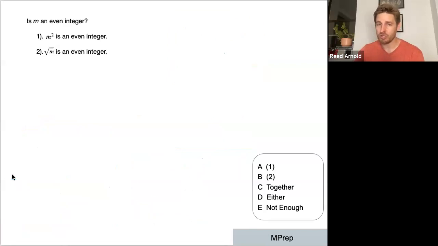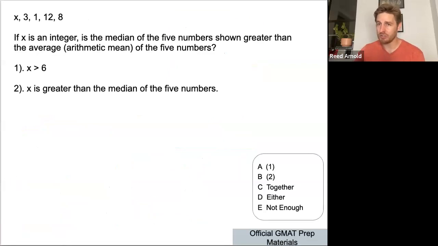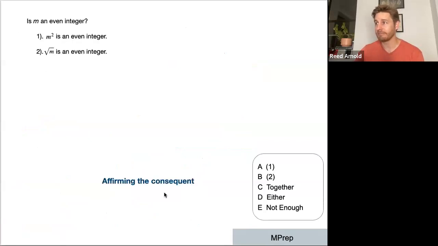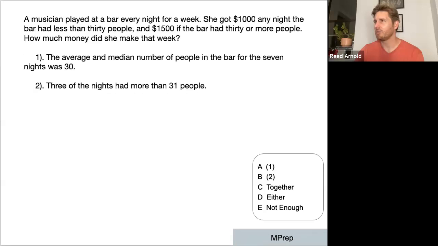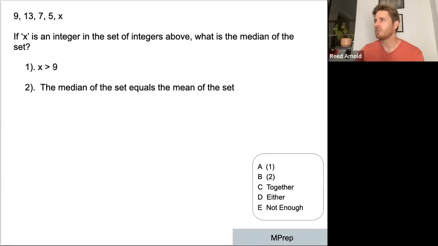How did that next question invite the opportunity to affirm the consequent? Well, we have this set of numbers up front. Oh, that's not the problem we did. Is that the problem we did? I hope it's not. I meant to do this problem. This is the problem we did, right? It was these numbers. Okay, good. Yeah.